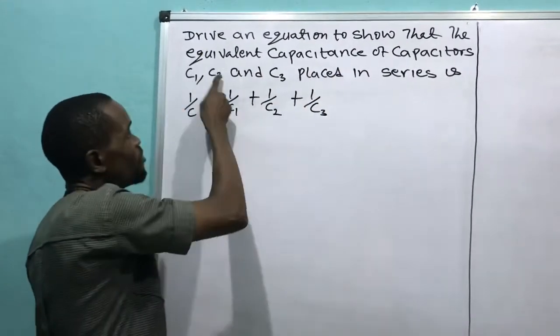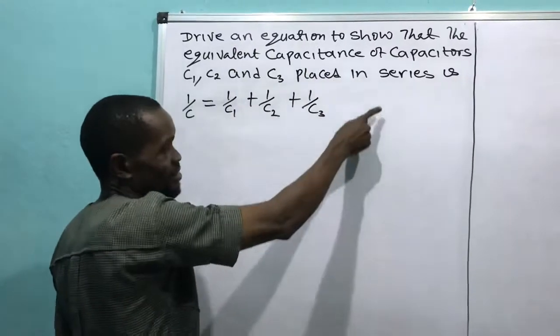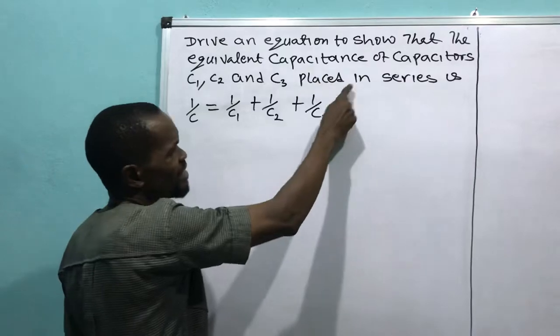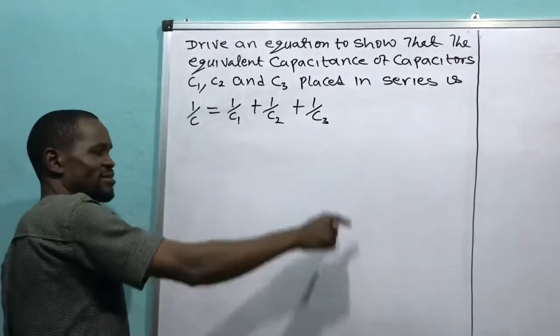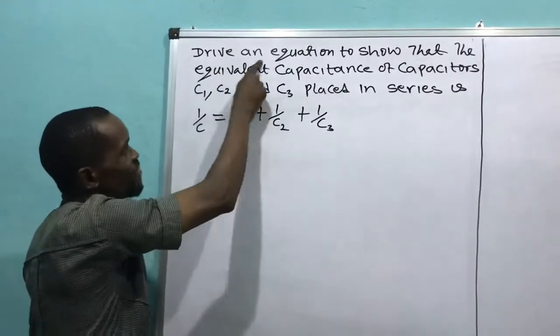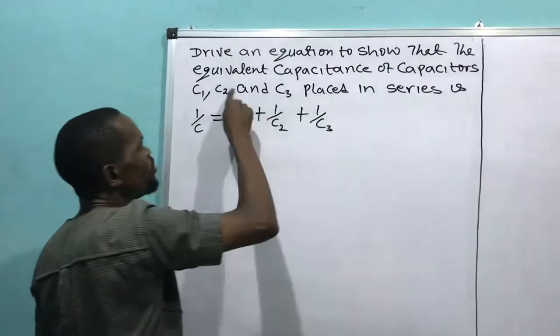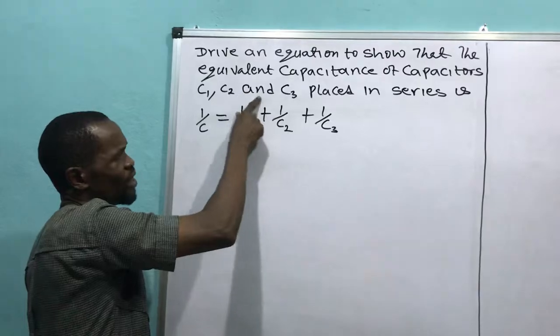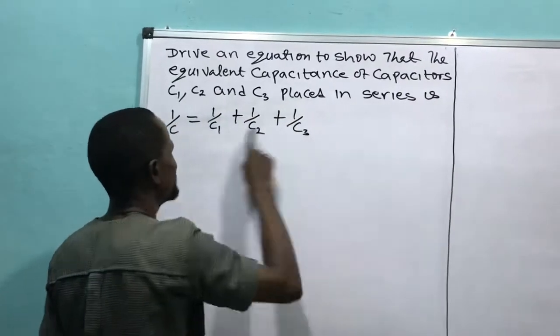What I have for you today is this question: derive an equation to show that the equivalent capacitance of capacitors C1, C2, and C3 placed in series is this.